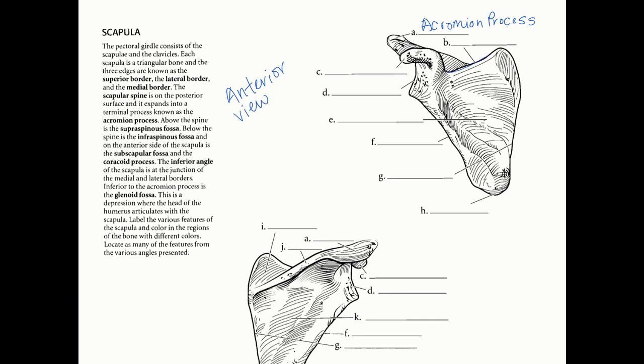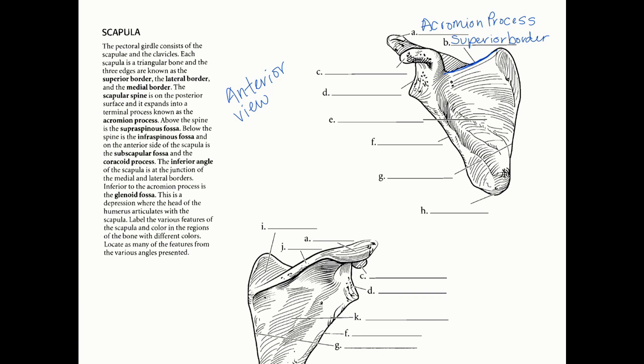B, right here, is what we refer to as the superior border. Right, it's one of the borders of the scapula. It's on the top side. The top side is referring to superior.